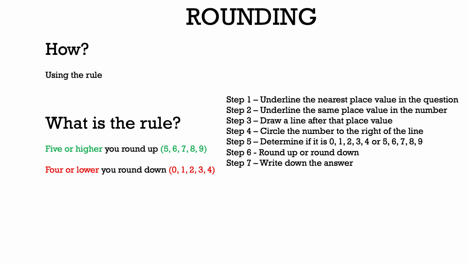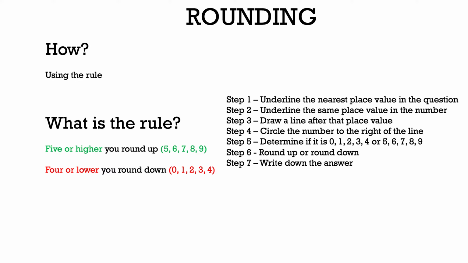Step 1, underline the nearest place value in the question. Step 2, underline the same place value in the number. Step 3, draw a line after the place value. Step 4, circle the number to the right of the line. Step 5, determine if it is a 0, 1, 2, 3, 4, or if it is a 5, 6, 7, 8, or 9. Step 6, round up or round down. And step 7, write down the answer.